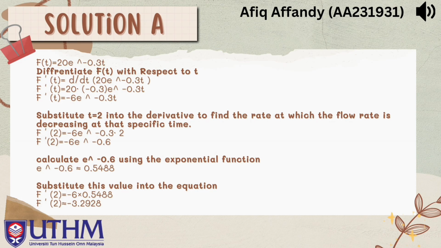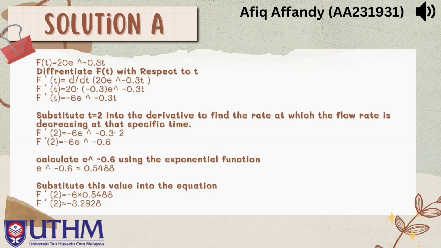Solution of the case study for part A for the function F(t) equal to 20 e to the power of negative 0.3t. First, we need to differentiate the function with respect to t, which gives us f'(t) equal to d/dt of 20 e^(-0.3t). Then f'(t) equals 20 times negative 0.3 e^(-0.3t). The answer we get is f'(t) equal to negative 6 e^(-0.3t).